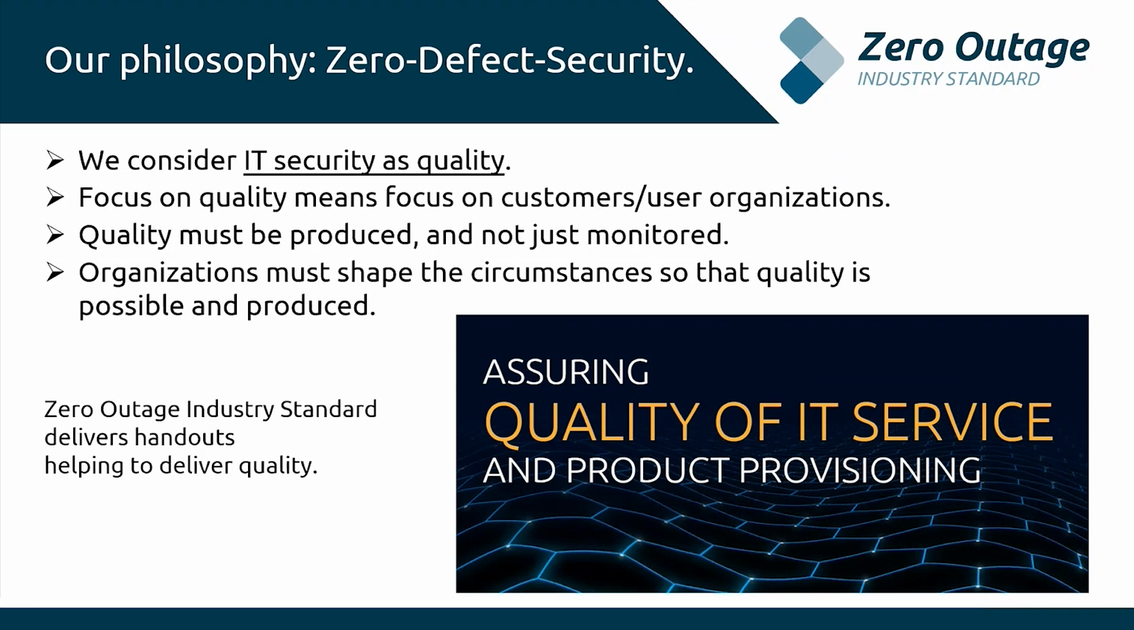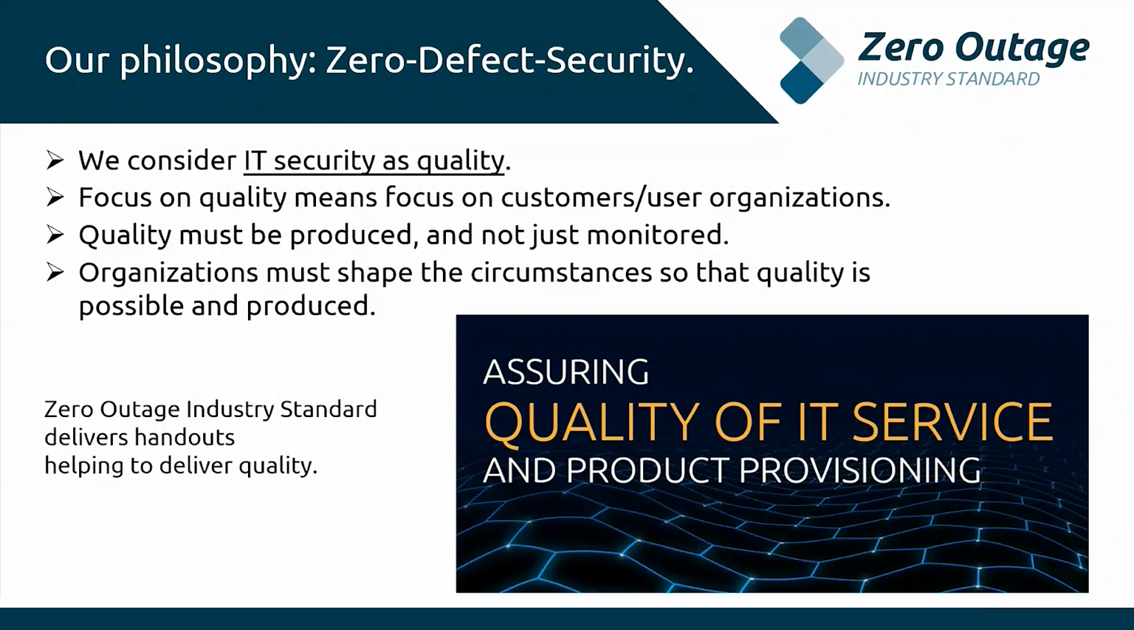And quality is achieved by shaping circumstances during this provisioning process, which covers everything: the early design, the implementation, and also operating the IT service and provisioning it to user organizations. This is the essence, that we shape the circumstances. And everything I will talk about in the next half an hour is about how we can ensure and shape and produce circumstances that produce quality and, in the end, IT security as a specific thing.